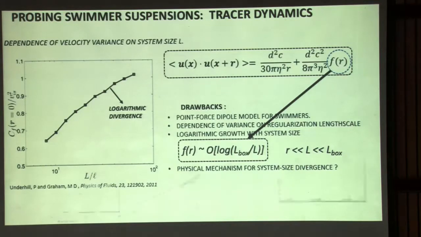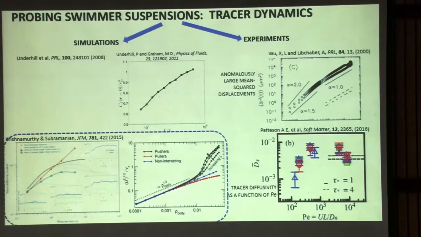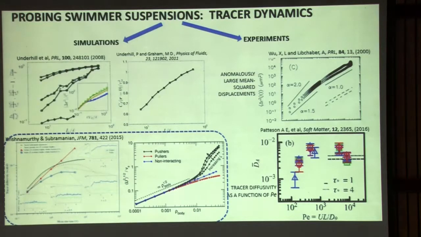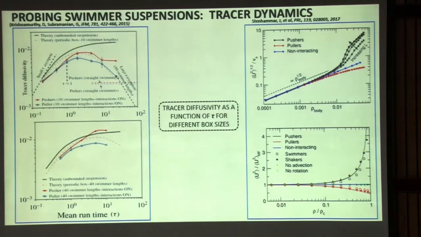And then the next pair of simulations that I want to focus on are these. In both these cases, you plot the tracer diffusivity as a function of either the swimmer concentration here or the persistence, which is u tau by L here. So there are two curves here. The red curve here is the tracer diffusivity in a suspension of pushers, and the blue curve is tracer diffusivity in a suspension of pullers.